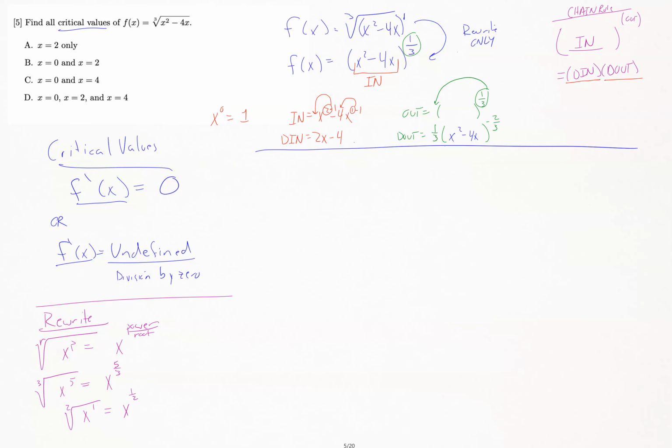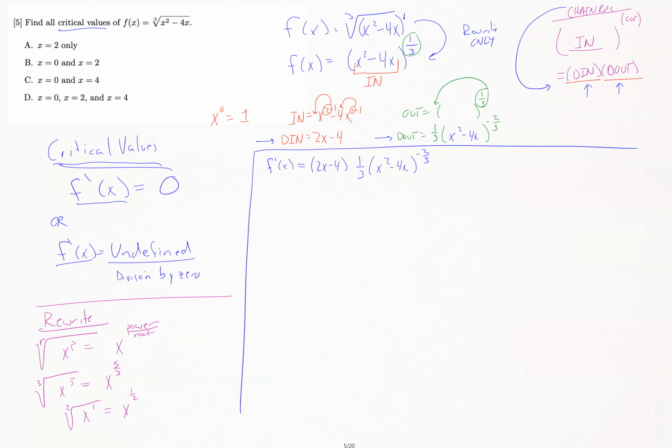So finishing up, getting our derivative put together, our f prime of x right now. Our derivative, our chain rule, was equal to this little recipe, dn times d out. So I grabbed the dn, which would be 2x minus 4. Then I'm going to go grab the d out. So the d out is this chunk here, which would be 1/3 times x squared minus 4x, all to the negative 2/3 power. So now that we have our derivative, we need to find our critical values.